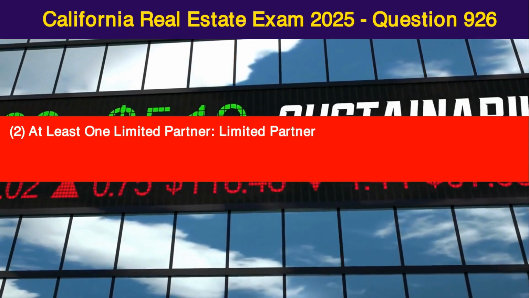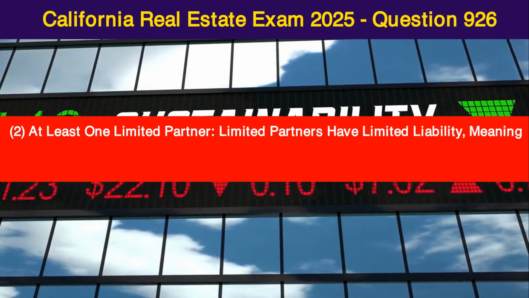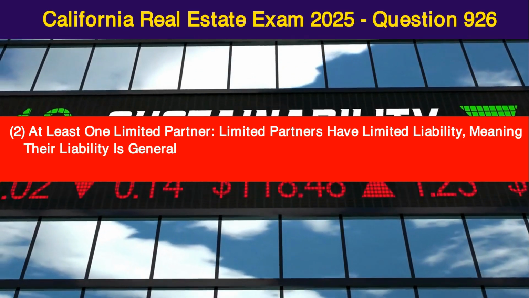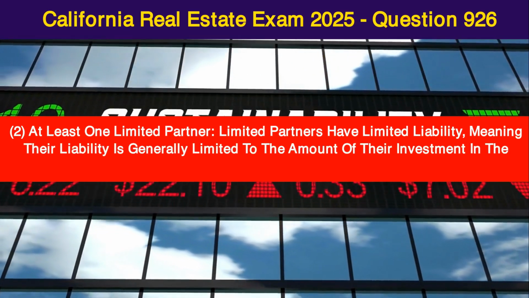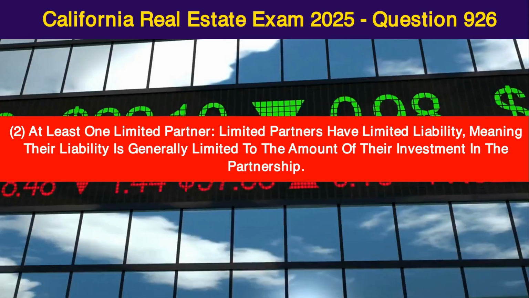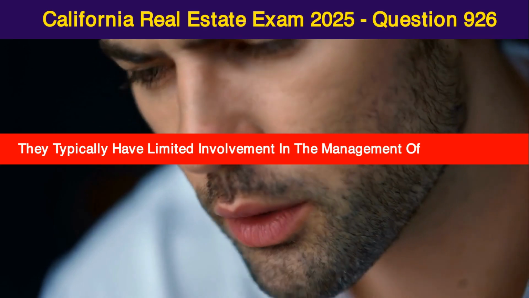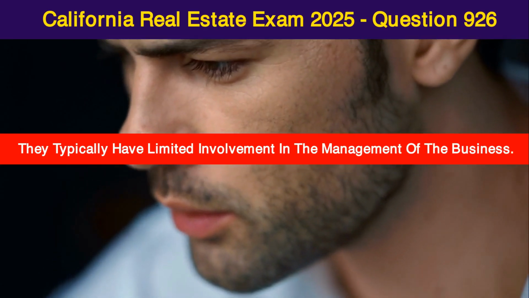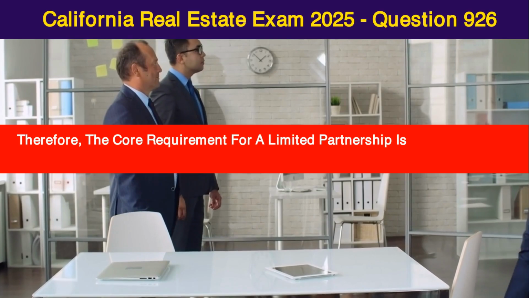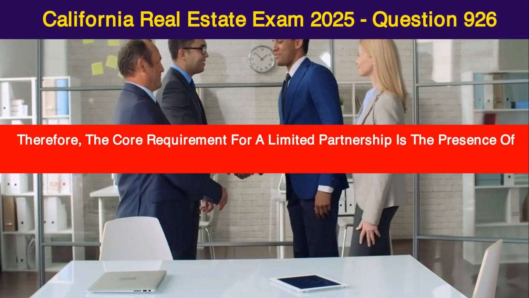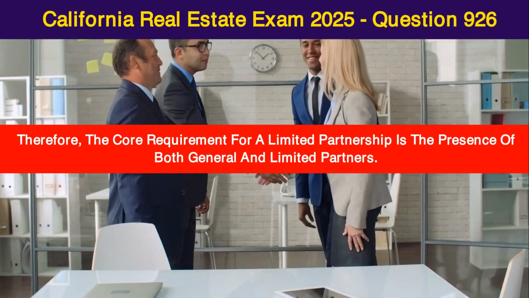2. At least one limited partner. Limited partners have limited liability, meaning their liability is generally limited to the amount of their investment in the partnership. They typically have limited involvement in the management of the business. Therefore, the core requirement for a limited partnership is the presence of both general and limited partners.